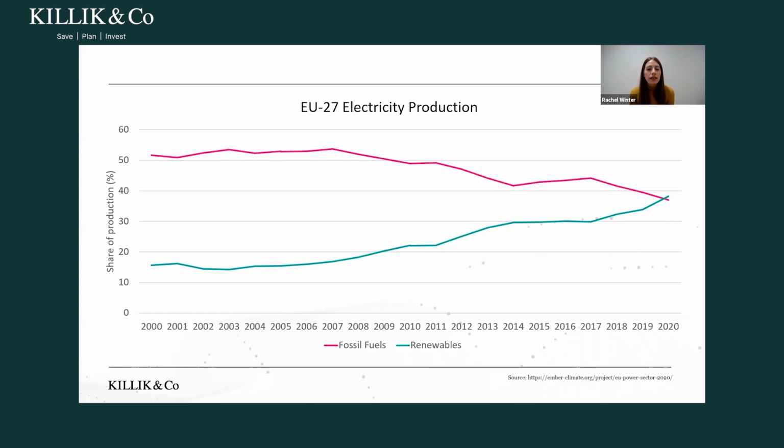So on this chart here, you can clearly see the trend. We've got renewables in the green and we've got fossil fuels in the pink. And you can clearly see there is a significant rise in the growth of renewable power. So that's a very positive piece of news there.